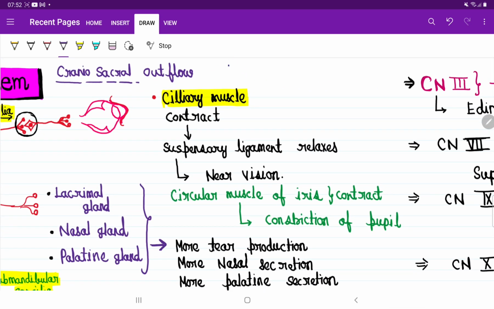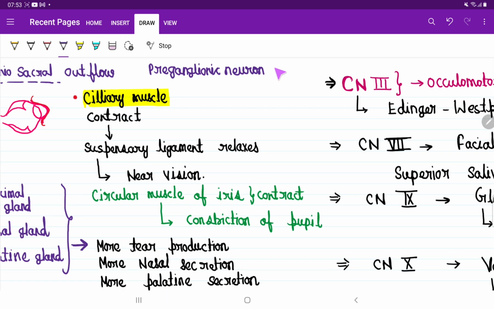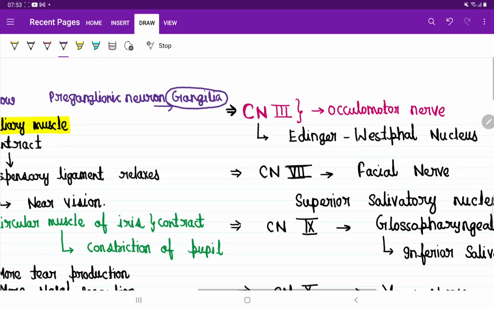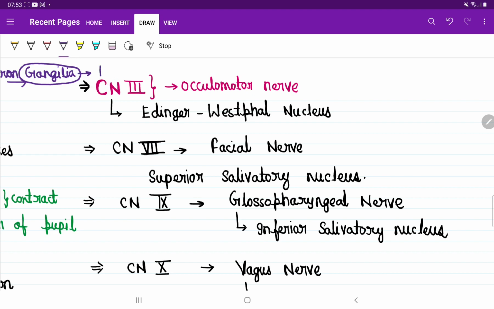I am writing here. First they have the preganglionic neuron. Ganglia is not present near the spinal cord. And then they have ganglia here, and then the information will come to the postganglionic neuron. See, here ganglia is present near the organ, you see, students.